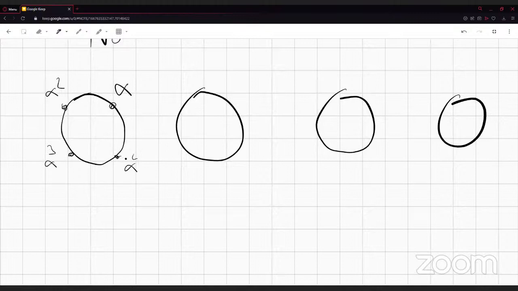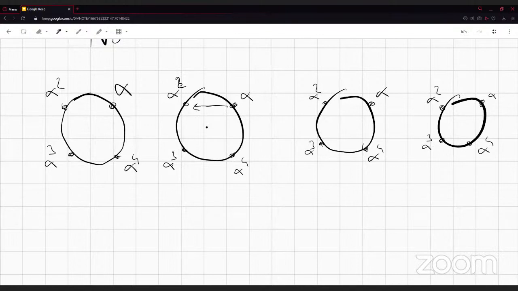The first one is not moving any of the roots. The second one is that alpha goes to alpha squared, alpha squared goes to alpha to the 4th, alpha to the 4th goes to alpha cubed, and alpha cubed goes to alpha. We obtain a weird zigzag in this case.